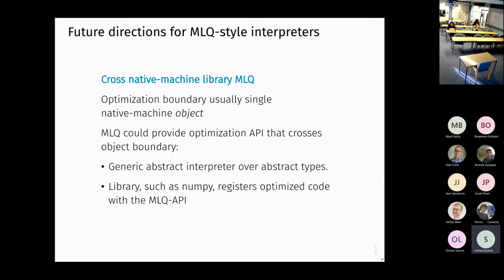The abstract interpreter that's already in MLQ could stay the same, as is. But then a library like NumPy could register its own optimized code within this API. And thus you could still perform optimizations across native machine object boundaries, across optimization boundaries. That could actually be of arbitrary complexity.